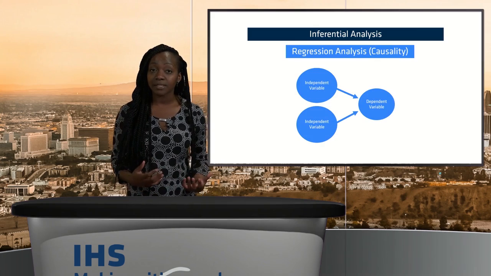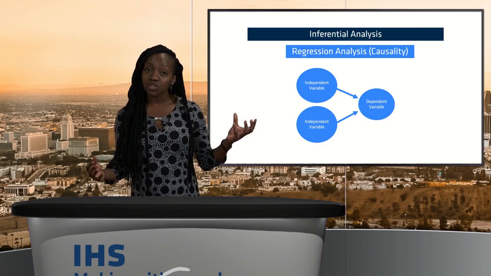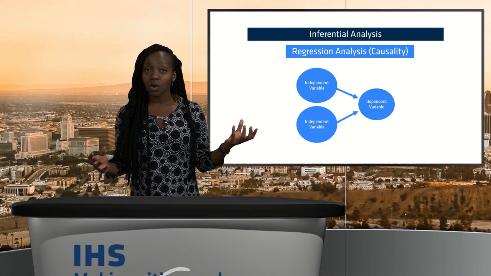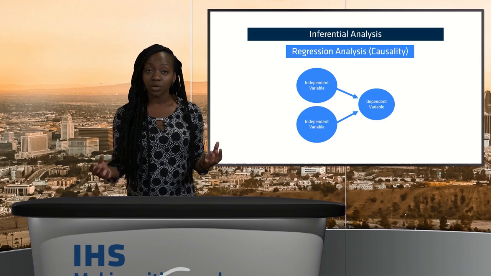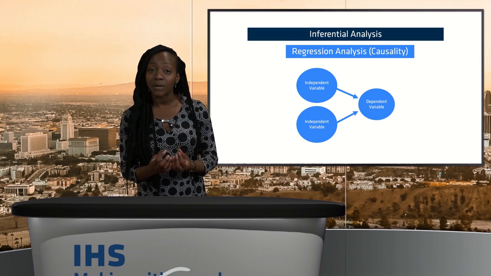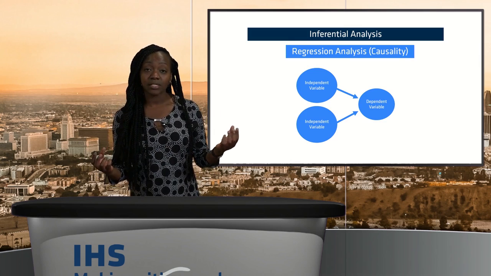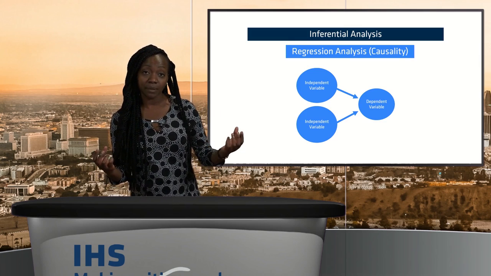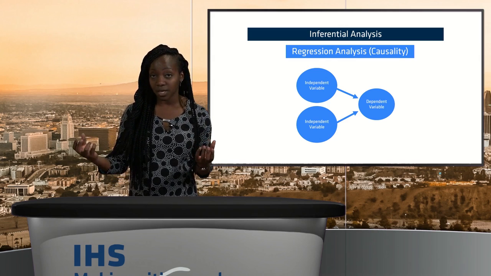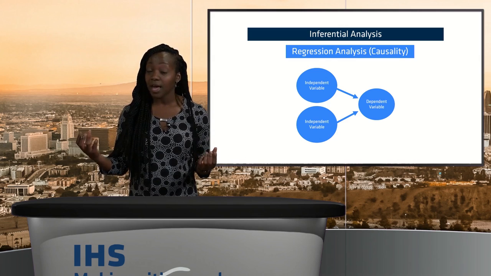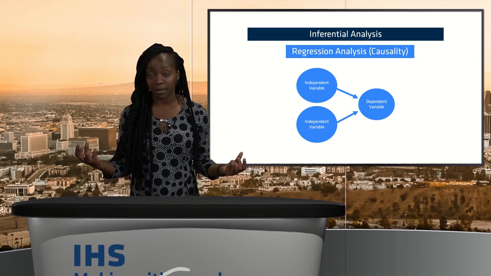Causality, on the other hand, informs us the extent to which a change in the independent variable would cause a change in the dependent variable. Note that the direction is always from the independent to the dependent, meaning that 1 unit change in the independent variable will cause a certain degree of change in the dependent variable, and not the dependent variable causing a change on the independent variable.